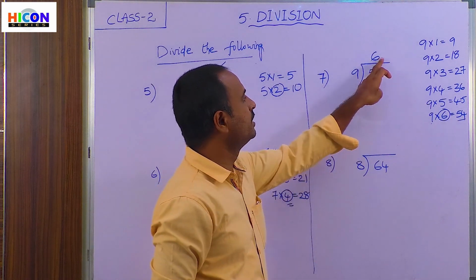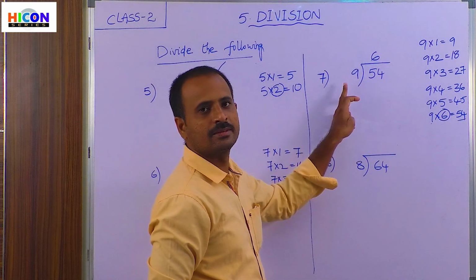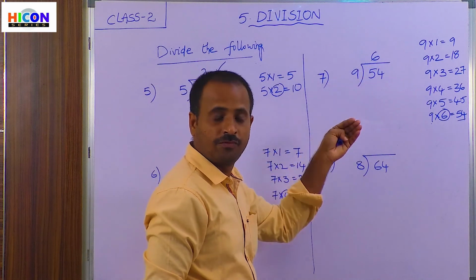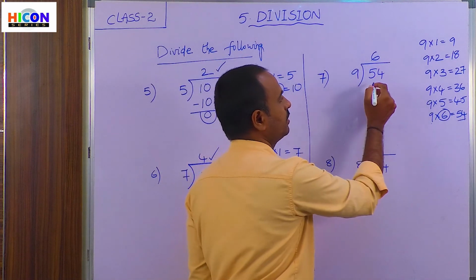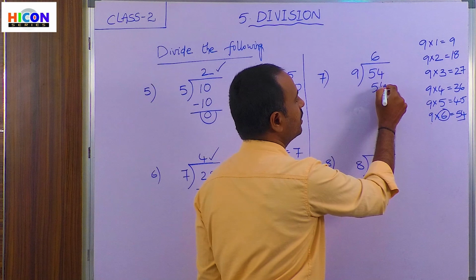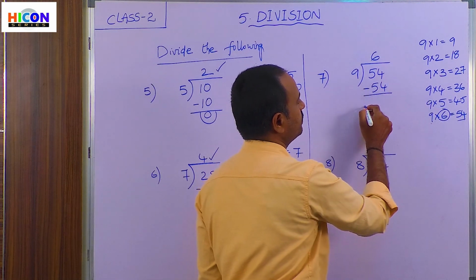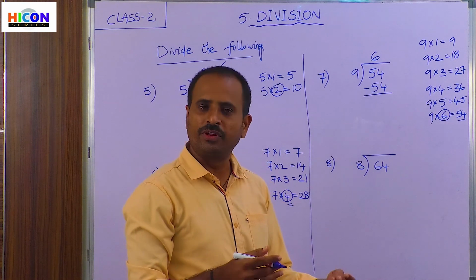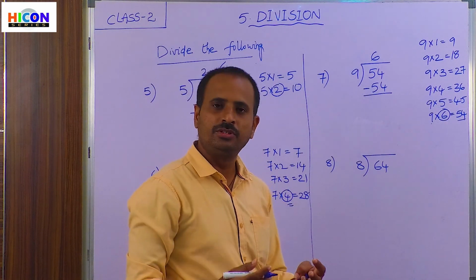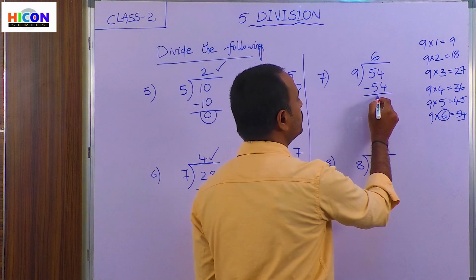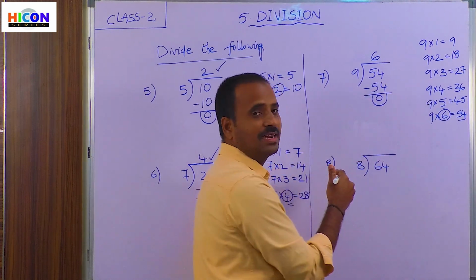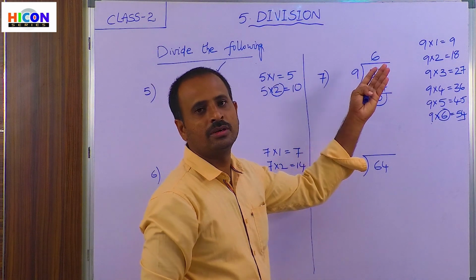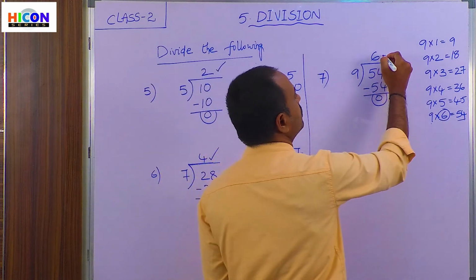So now multiply these two. 9 into 6. 9 sixes are 54. So write the product below the dividend and subtract. So 54 minus 54. How much, children? 0. So answer is 0. So what is the answer here? The answer is the quotient. What is the quotient? 6. So 6 is the answer.